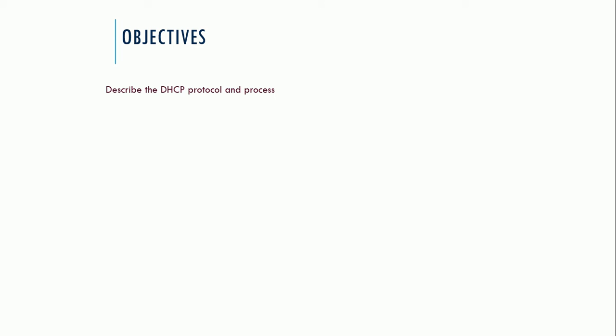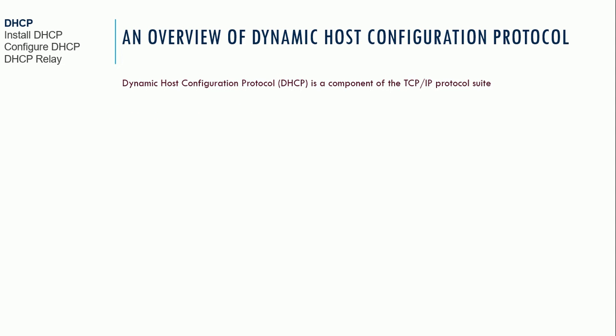So in this unit, we're going to describe the DHCP protocol and the process that DHCP uses. We're going to talk about how to install and configure a DHCP server. And then in a second slide deck, I'm going to talk about configuring DHCP server settings and talk to you a little bit about DHCP relay and how that works. So let's start with an overview of the DHCP protocol.